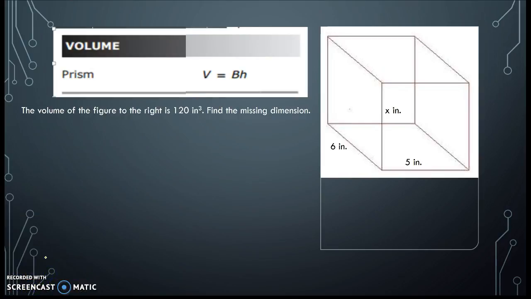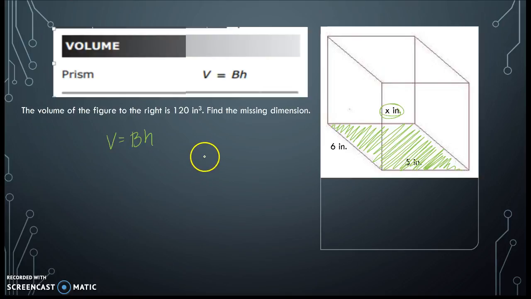So next problem, we're doing the same thing. Volume of the figure is 120 inches cubed. Find the missing dimension. Okay, so this is the most frequent way that you would see a missing dimension. So again, I'm always going to start with shading in my base. And on the STAR test, you can use your color to shade in your base. Next step, I'm always going to write the formula. We're still talking about volume of a rectangular prism. So volume equals big B times height.